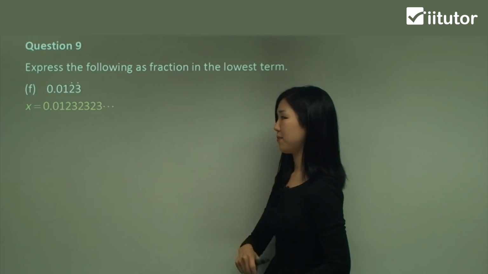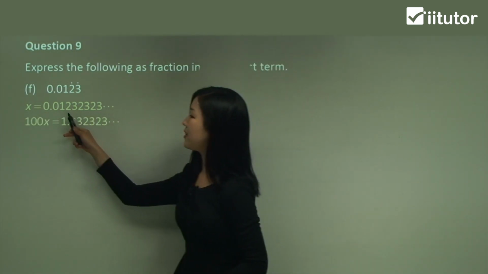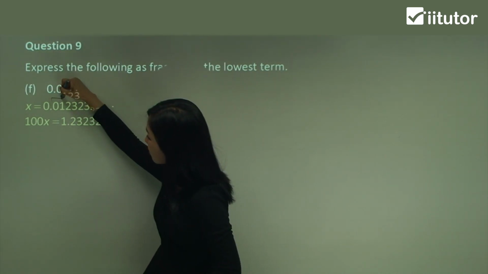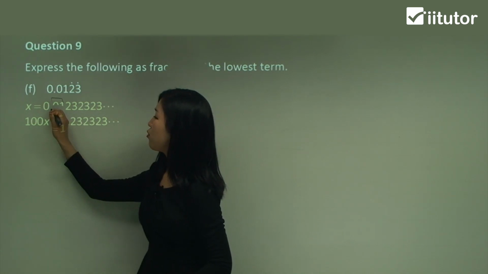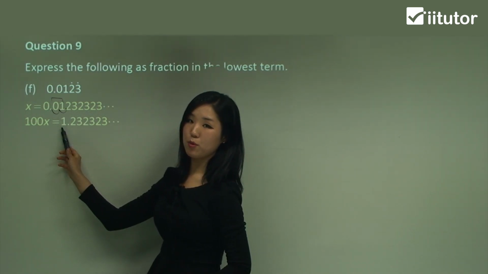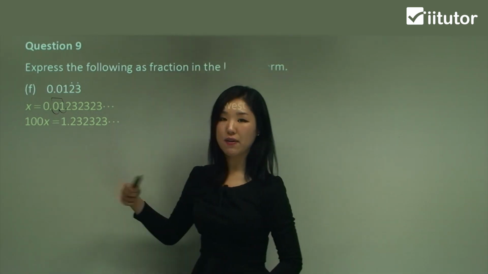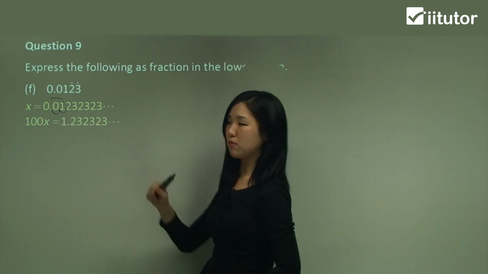Well, this time what I'm going to do is multiply by 100 so I can eliminate these 2 numbers out of the way. Because if I multiply by 100, I'll move 2 places to the right, and I'll just have 1 before the decimal. And after the decimal, we'll just have the recurring numbers, 2 and 3. Okay, so no more annoying little bits in between.